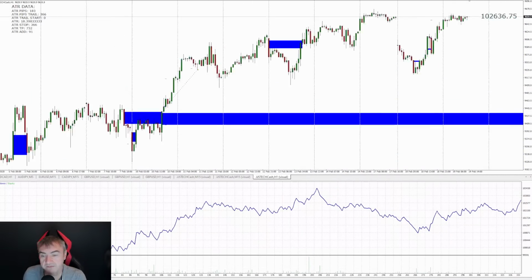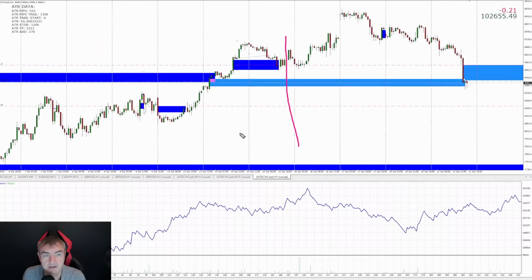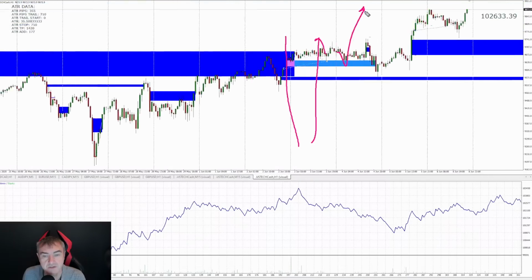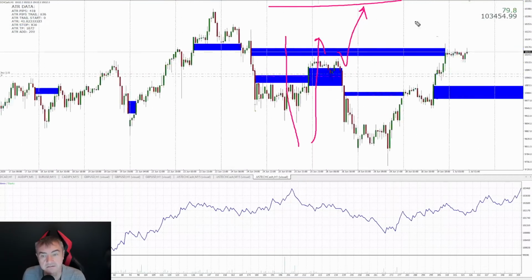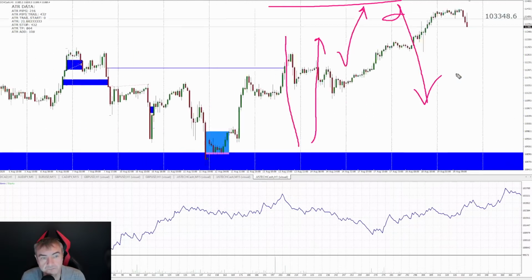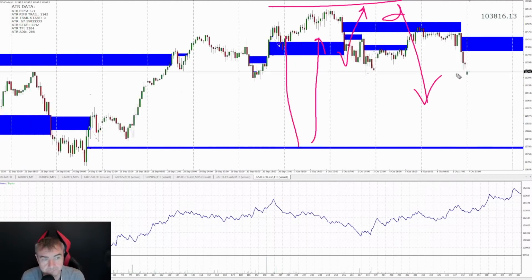Think about what these are. Propulsion gaps are big, strong moves in one direction. What do you get normally when you get a big, strong move in one direction and a continuation? An ADR hit. Just short ADR. I mean, if that doesn't work, scale in.